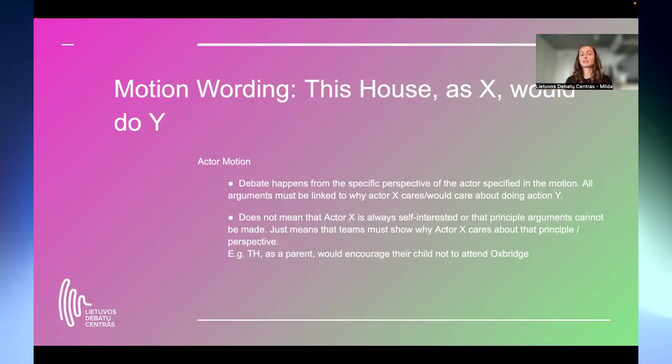So here we have an example. This house, as a parent, would encourage their child not to attend Oxbridge. Perhaps you should tell me more about who those parents are generally. What are their motivations? What is the relationship they have with their child? Perhaps what can we assume is their socioeconomic position, and so on.